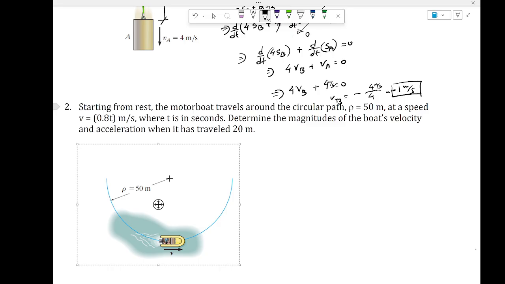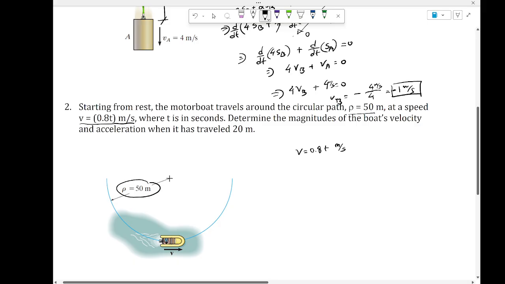Okay, starting from rest, the motorboat travels around a circular path where the radius is given. They call this radius, or radius of curvature? Radius of curvature, right? At a speed where the velocity of the motorboat is given, the speed is related with some equation. By the way, I am not solving it in engineering format. I'll be expecting you to solve it in engineering format if I ask you to do so. In the exam, if it's in class, maybe not, but in take home, always. I'm giving you a heads up, okay? You're going to lose points if you don't use engineering format.